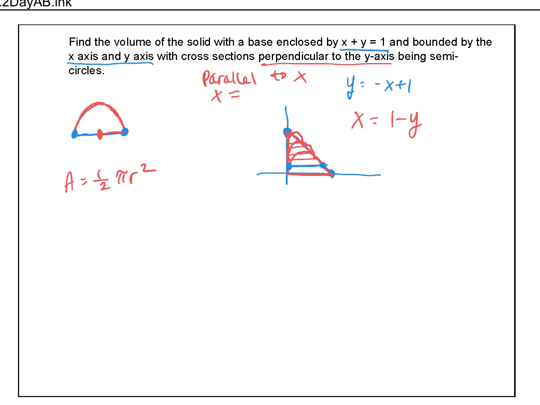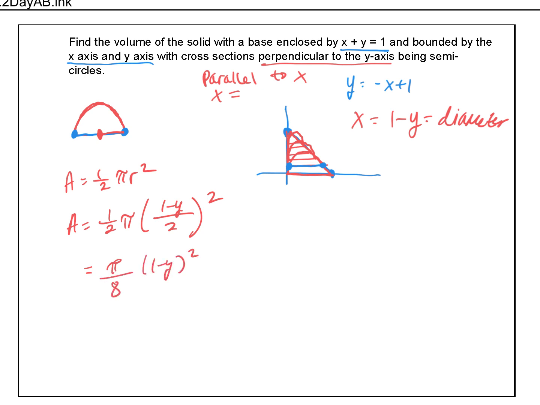Here, we still have to manipulate this because I've got a diameter right now. So I'm going to half that to get my radius. So A equals 1/2 pi (1 minus y over 2) quantity squared. It's up to you if you want to simplify this. You don't have to, but if you do, make sure you do it correctly, because this 2 inside here for the radius gets squared as well, so it becomes a 4. So if I simplify this, I really end up with pi over 8 times (1 minus y) squared.